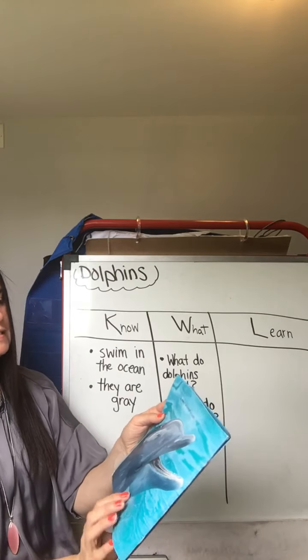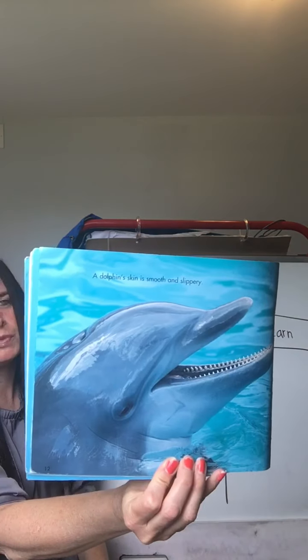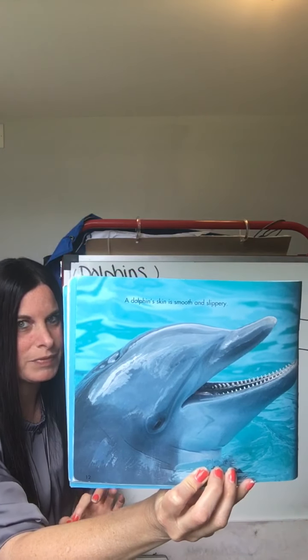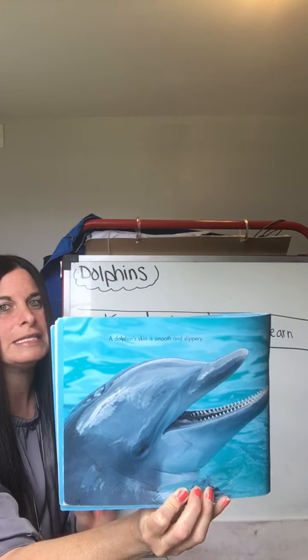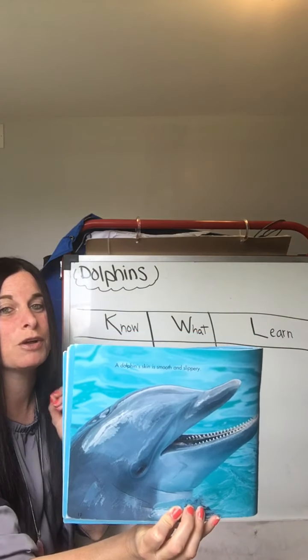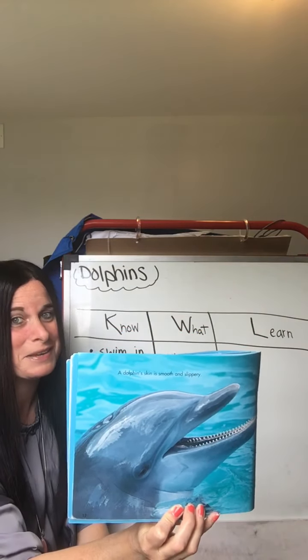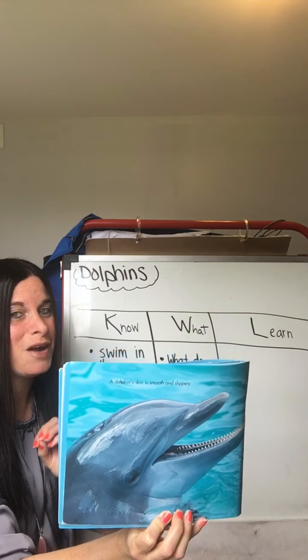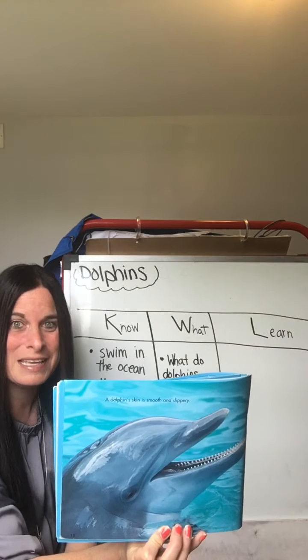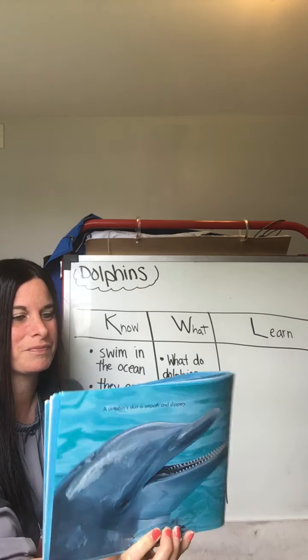A dolphin's skin is smooth and slippery. Now remember though, it said that a dolphin is a mammal. All mammals have hair. If you look really closely, I know this is really strange, but there are a few hairs on the dolphin's body because all mammals have hair.